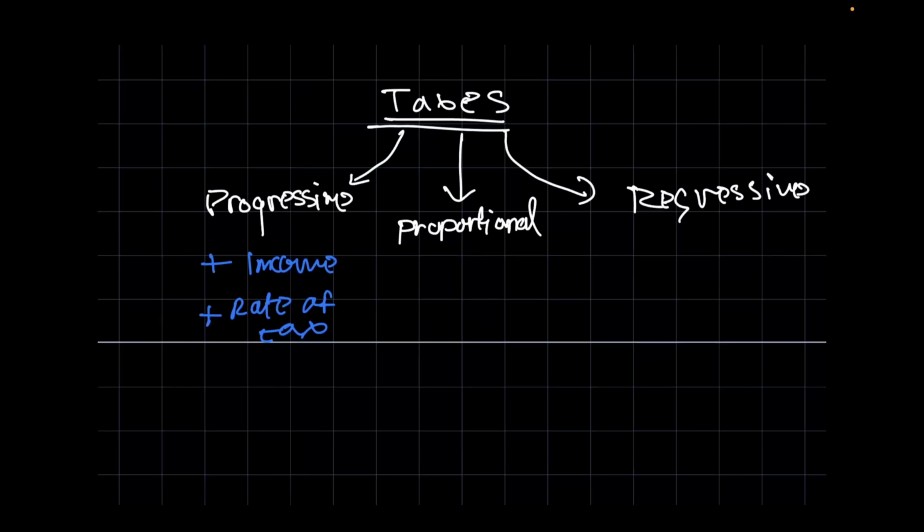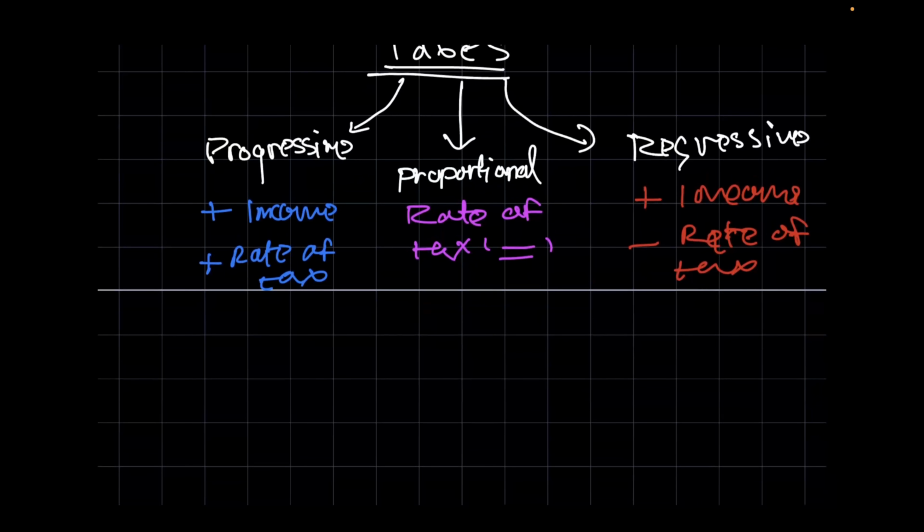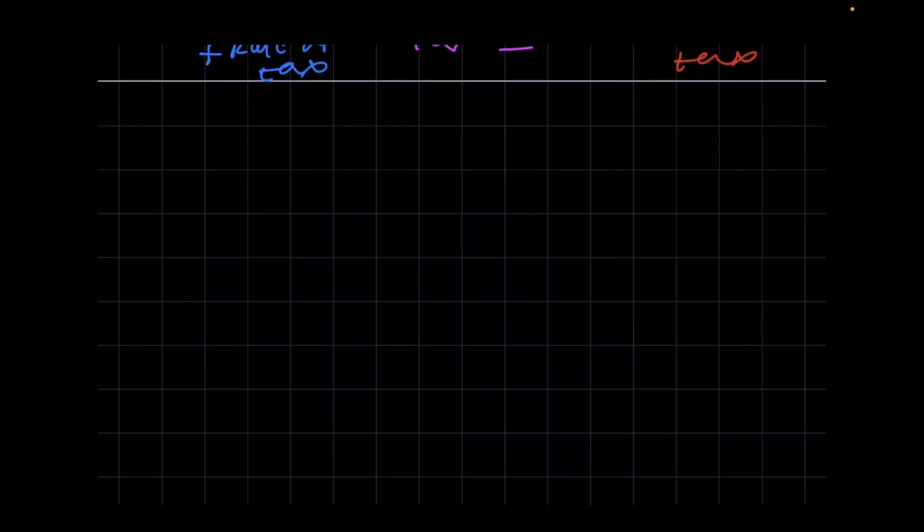And when you look at regressive, it is the exact opposite. As your income rises, your rate of taxation falls. So your rate of taxes decreases as your income increases. And when you look at proportional, the rate of tax is the same. Regardless of what income band you're in, the same rate of tax is paid by everybody. So these are the three main rates through which taxes are applied.